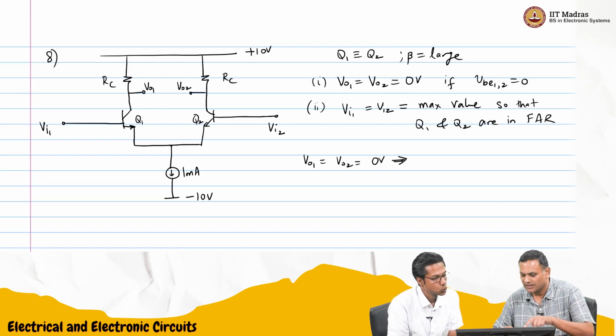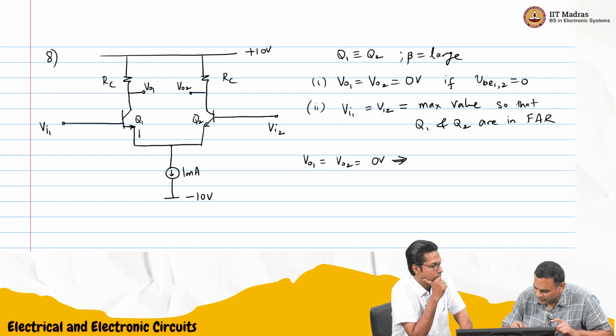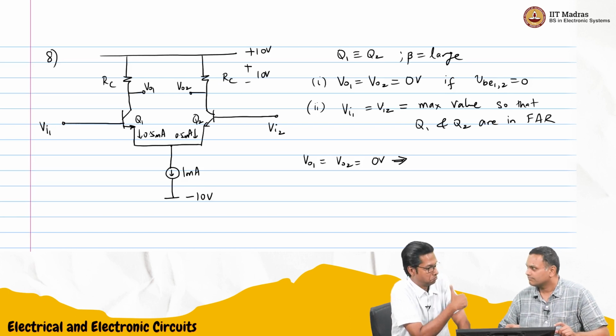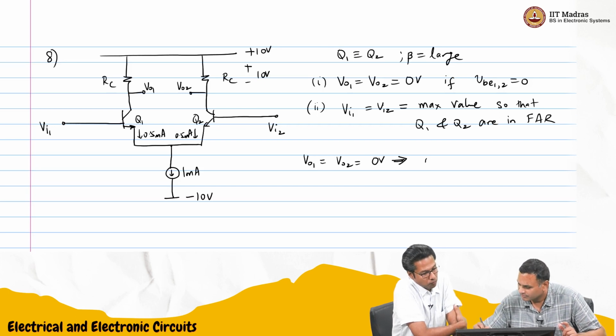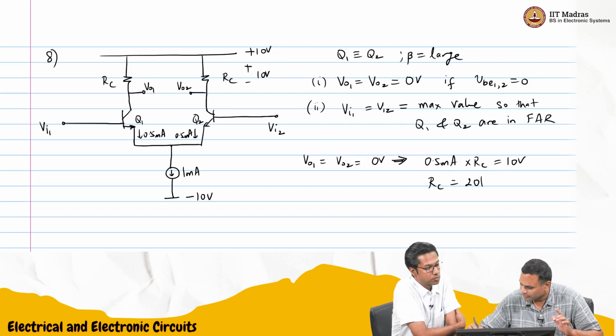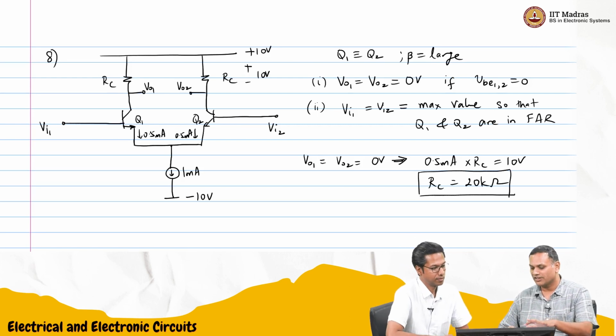This tells you that plus 10 minus 0 divided by RC should be the current. This is 1 milliampere, so the current through each one is half a milliampere. Across RC there should be a 10 volt drop. So 0.5 milliampere times RC should be 10 volts, so RC is 10 by 0.5, which is 20 kilo ohms. That is one easy condition. You know the bias current, the operating point current.